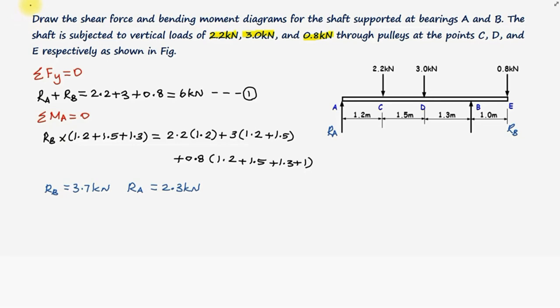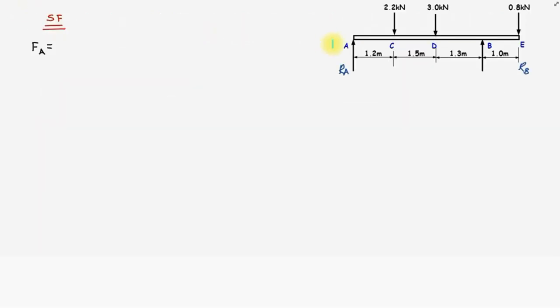We will do the calculation for shear force and bending moments. Let us consider our section here somewhere else, just right of A. That means this is the beam under consideration. Here, the reaction RA is acting in the upward direction. That means the left upwards is considered as positive. Therefore, the shear force at A, FA, is equal to plus RA. The magnitude of RA is 2.3 kilonewtons.